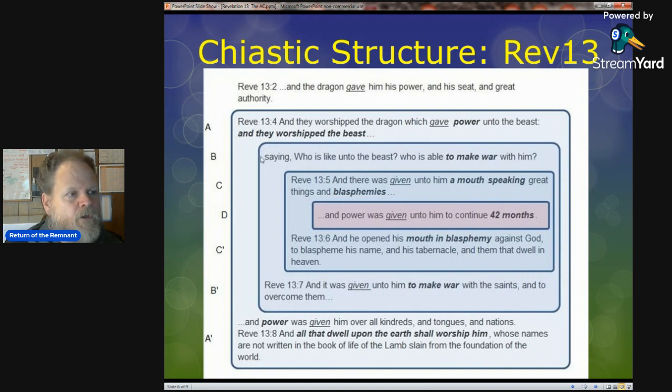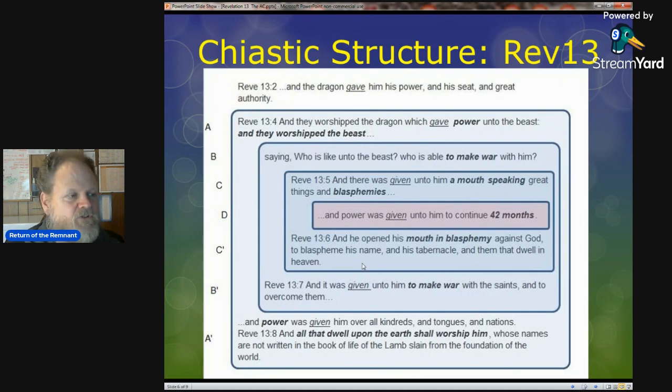Here we see who is like the beast, who's able to make war with him. Later, it was given unto him to make war with the saints and to overcome them. Revelation 13:5, there was given unto him a mouth speaking great things and blasphemies. Again, we get that out of Daniel chapter 7. We see another side of this in Revelation 13:6, that the beast, the Antichrist, opened his mouth in blasphemy against God. So there's a thematic connection there again.